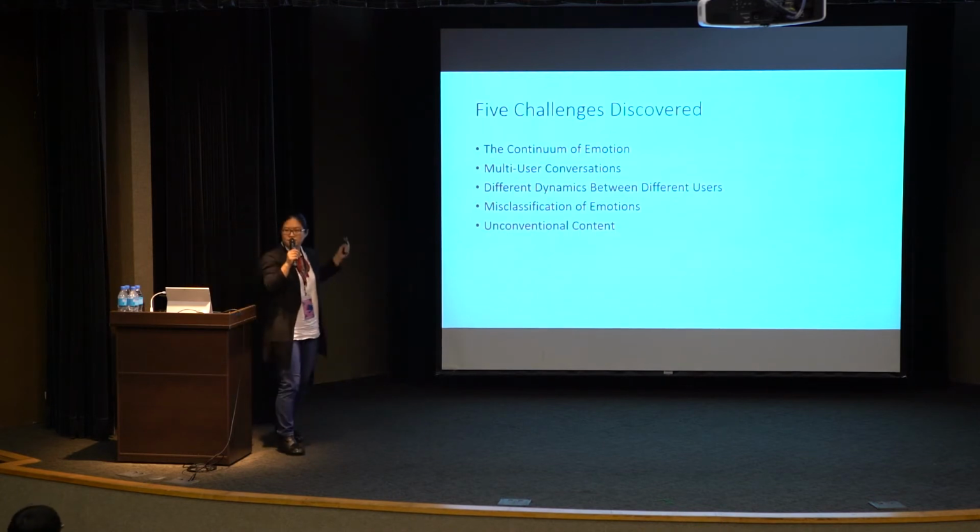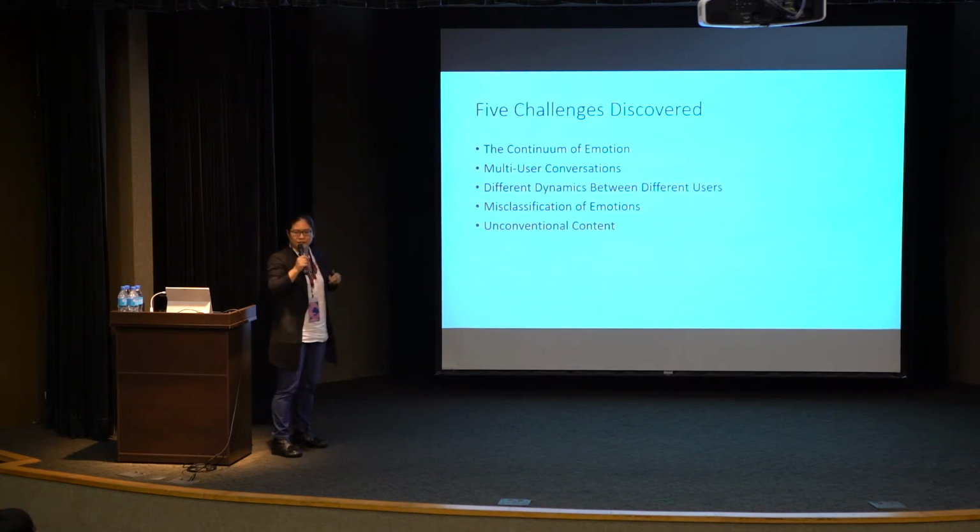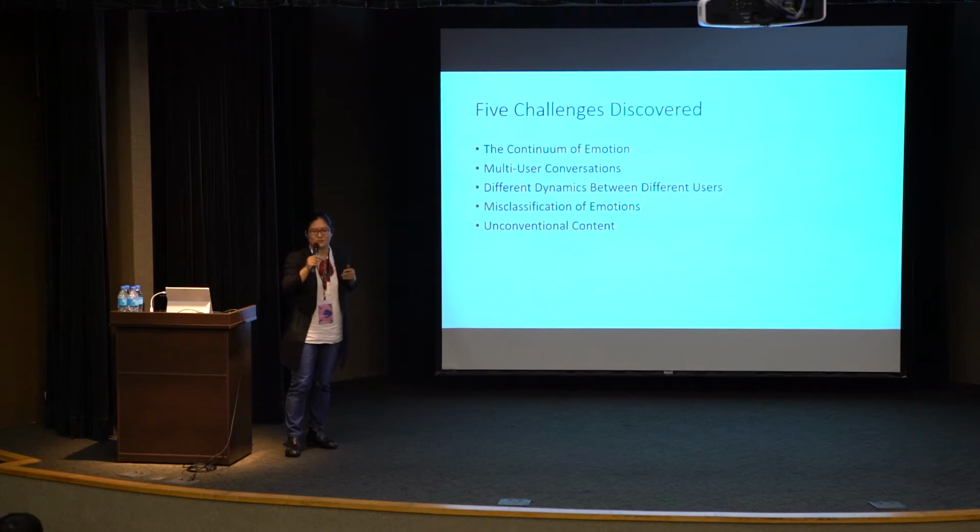So from this series of research, we have found five challenges. The first one is the continuum of emotion. We find that emotions tend to continue for the same person in one dialogue. It's not possible that the emotion changes constantly for each utterance, right? So we will consider this in a later model.